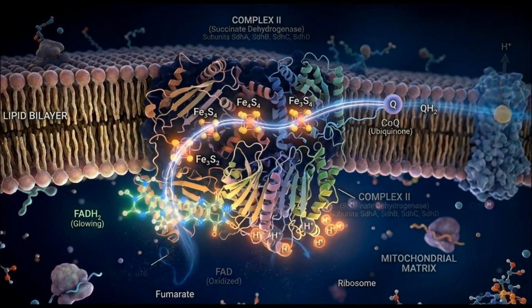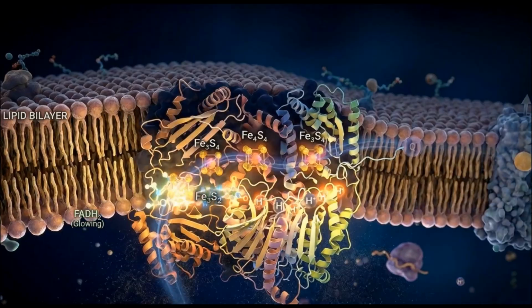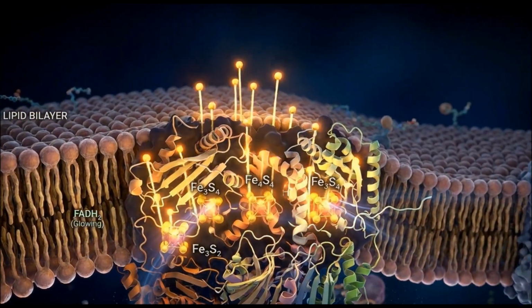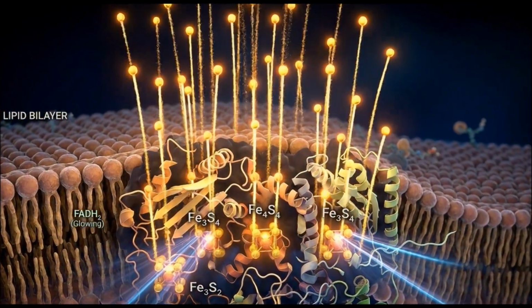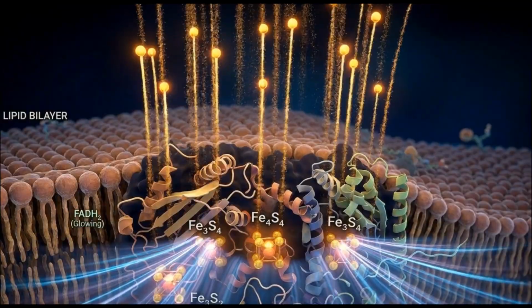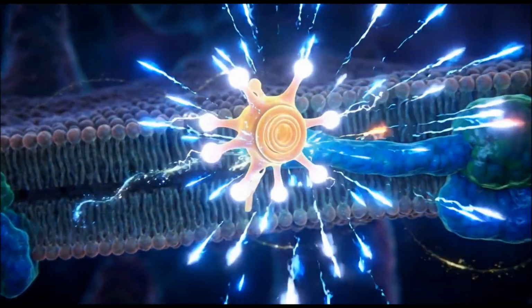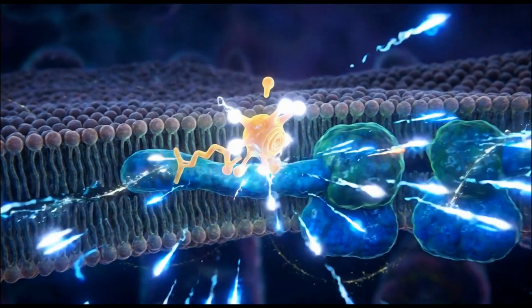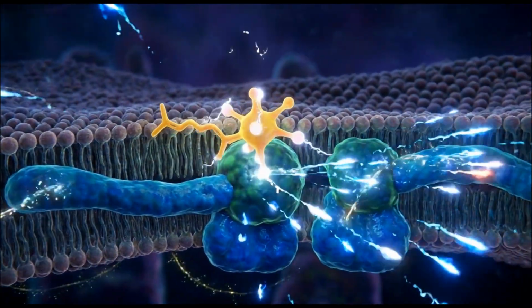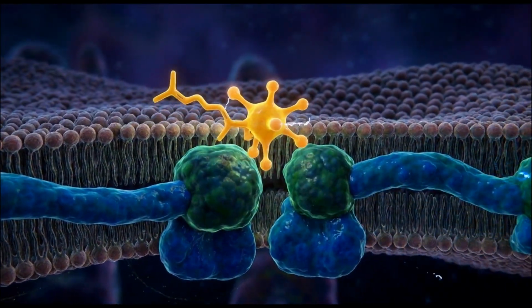Complex 1 activates and pumps glowing hydrogen ions across the inner mitochondrial membrane, streams of golden protons shooting upward in slow motion, energy waves pulsing through the protein environment. A glowing FADH2 molecule enters the scene and transfers electrons into complex 2 embedded in the mitochondrial membrane, sparks of energy flowing through protein pathways, cinematic microscopic environment.